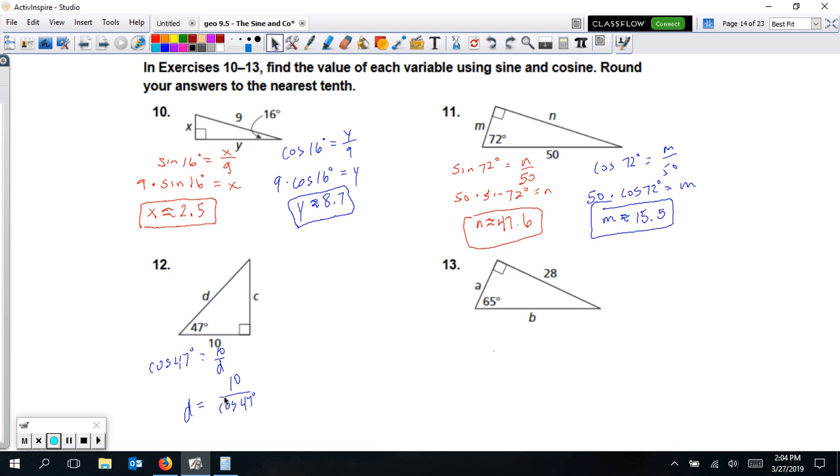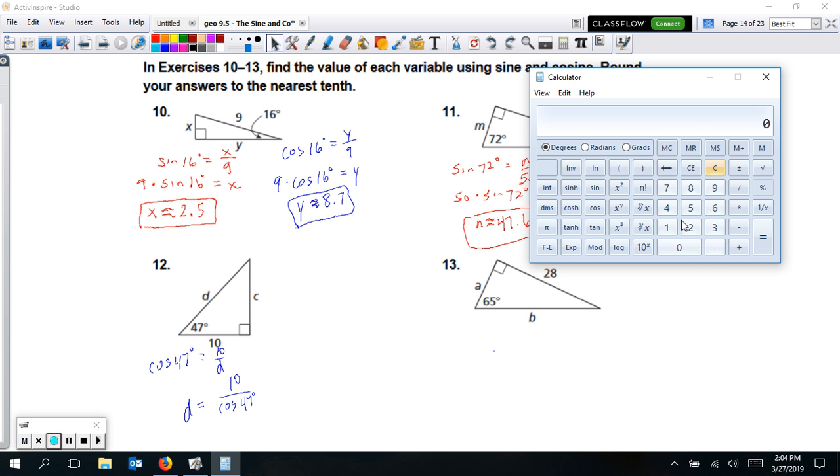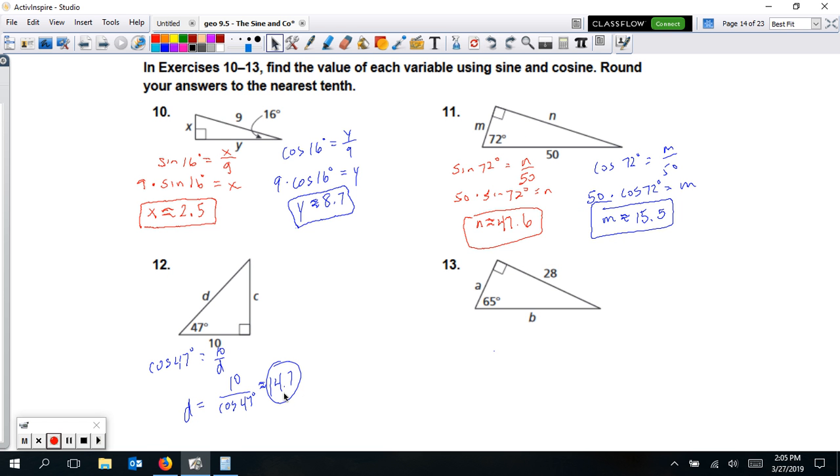And now we just need to use our calculator for this. 10 divided by the cosine of 47. So let's come up here and do 10 divided by 47 and hit the cosine button. And there it is. And then we should hit equals and get our answer on this one. 14.7 is what we would see here on this one. So 14.7 is what we're getting for letter D.